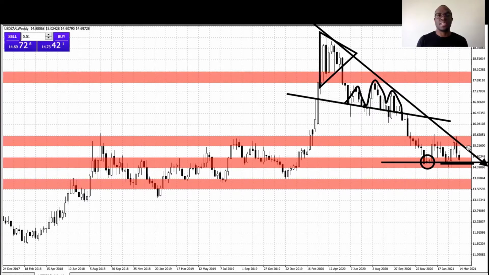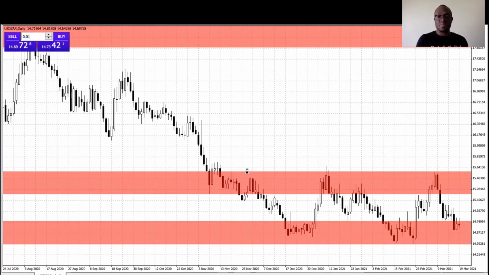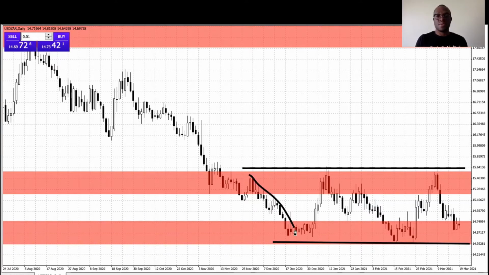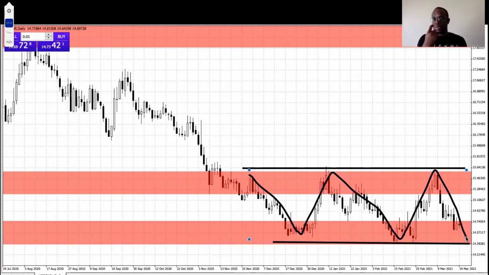Now let's move on to the daily chart. We can notice that for the past couple of days, the price has been ranging between 15.64136 and 14.39281. So we can notice that the price has been moving sideways, ranging between these two zones. We can also notice that we have a general bearish trend. So if this is a general bearish trend, we can also take this as a bearish flag.